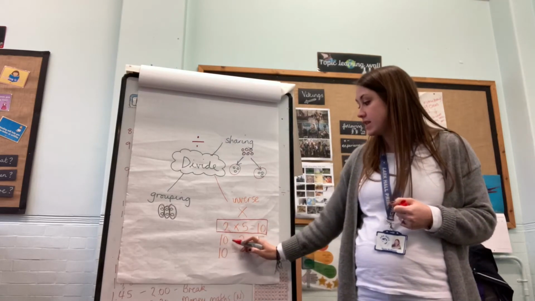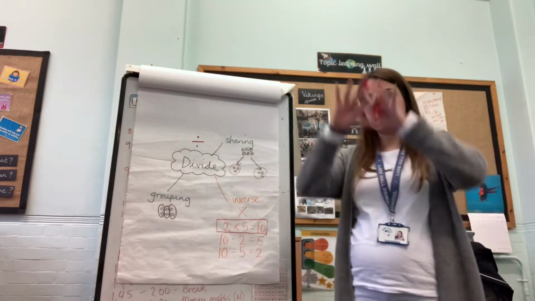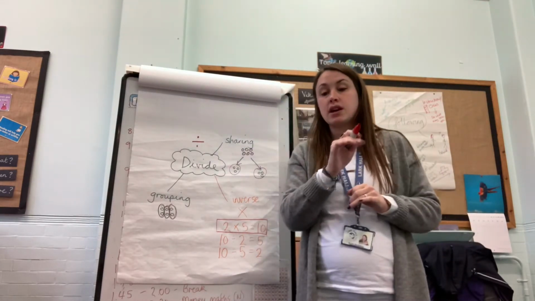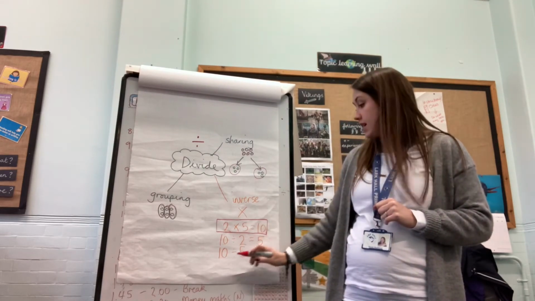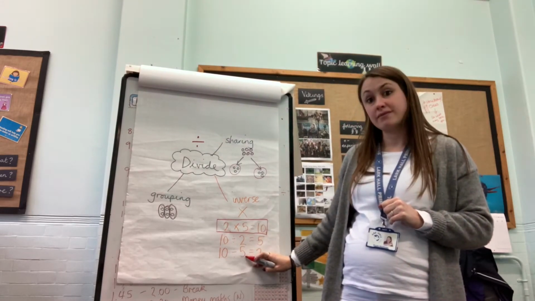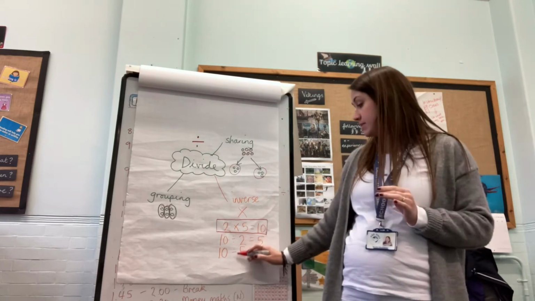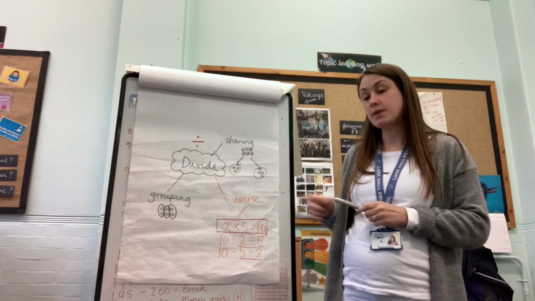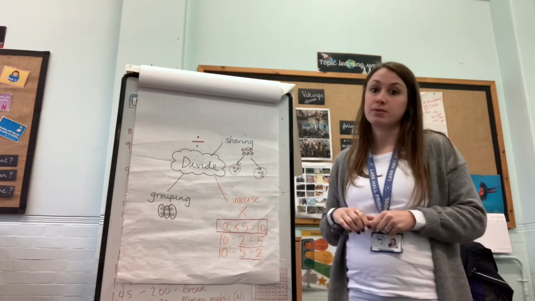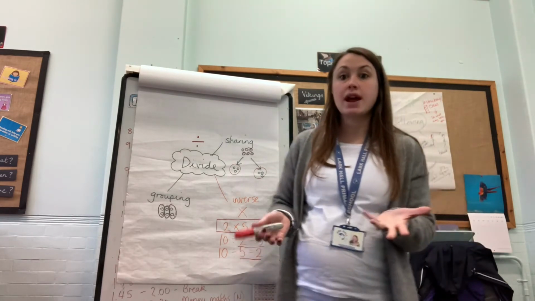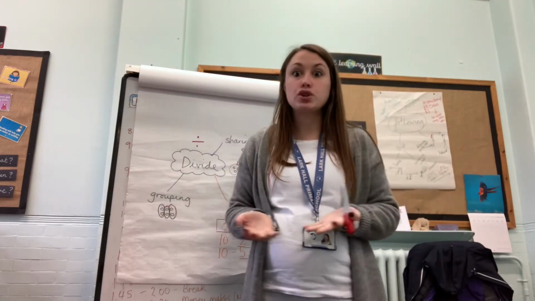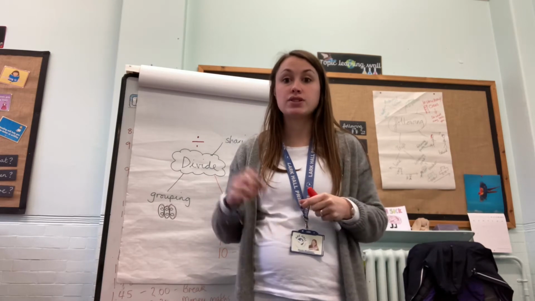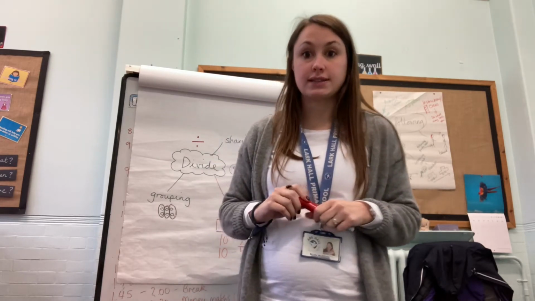So 10 divided by 2, so if I have 10 things and I share them between 2, or I group them into 2s, I would get 5. 10 divided by 5 is 2, so I can swap those numbers around, but I still get the same answer. So I can use my multiplication facts to help me with my divisions, because sometimes the number's too big to do our division by sharing things out, so we do need to use our multiplication facts.